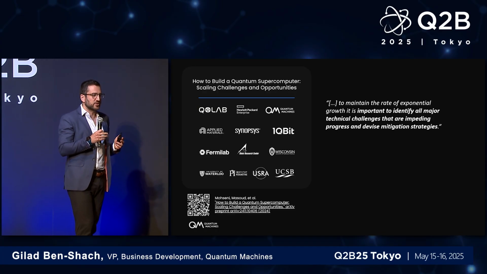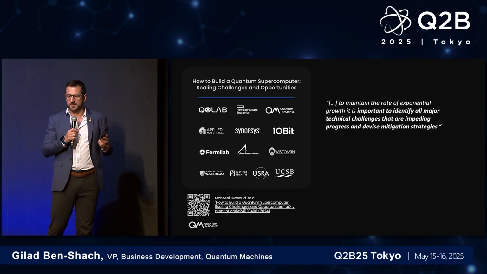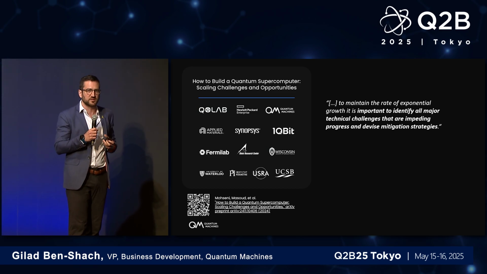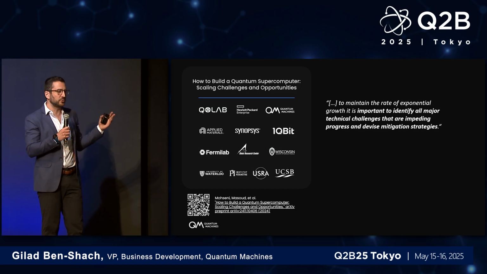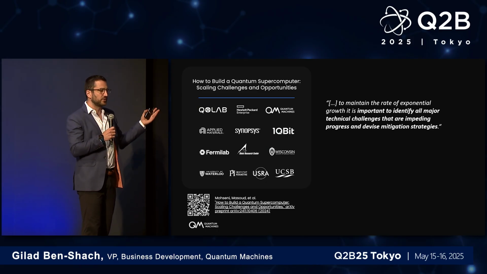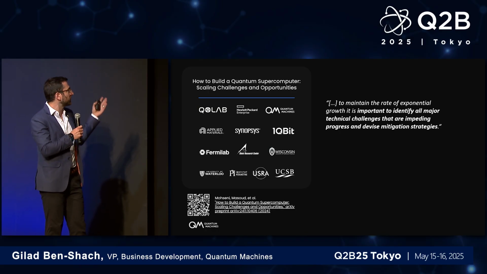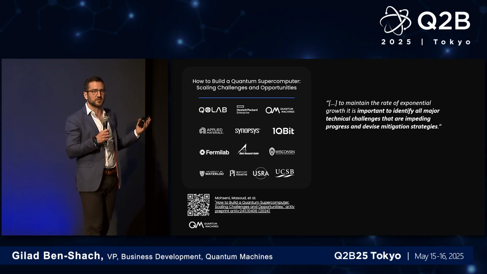But to frame the structure of the talk, I want to start with this paper. You can find the reference at the bottom. The title is How to Build a Quantum Supercomputer, Scaling Challenges and Opportunities. It's a paper we published together with many partners, ranging from large companies like HPE, Applied Materials, Synopsys, including many startups such as Colab and 1Qubit, as well as many academic and research institutions who partnered with us to write this paper.